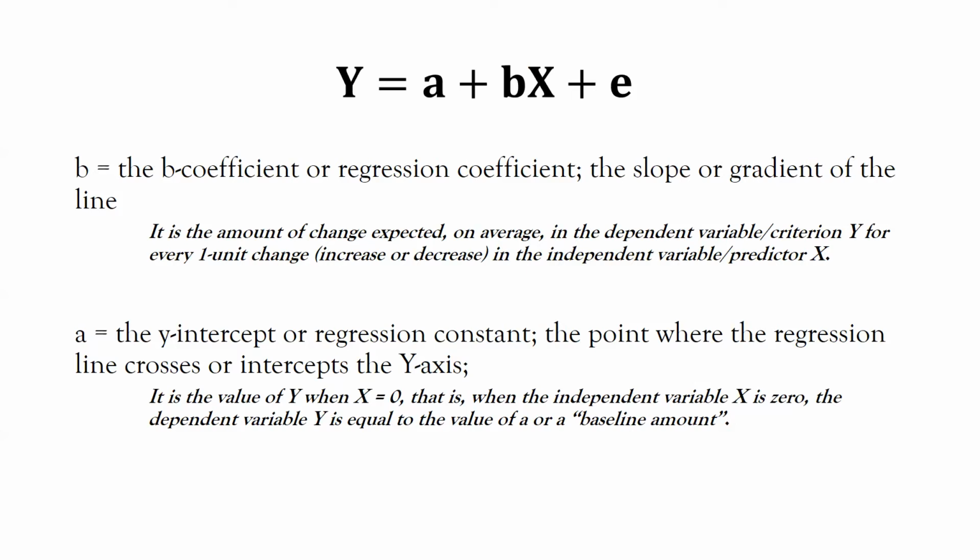In non-statistical terms, it's the slope or the gradient of the line. And the meaning of that slope is very important because it is the amount of change that we expect on average in the dependent variable y for every 1 unit change, for every 1 unit increase, or for every 1 unit decrease in the independent variable x. Okay, so I hope you remember that because that's basically the interpretation of B.